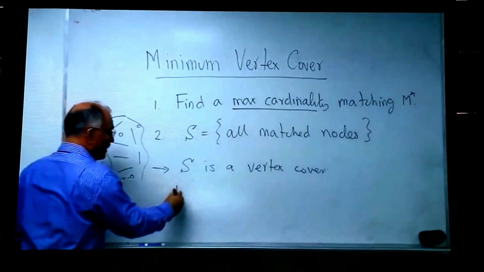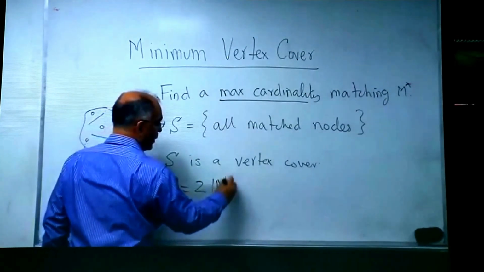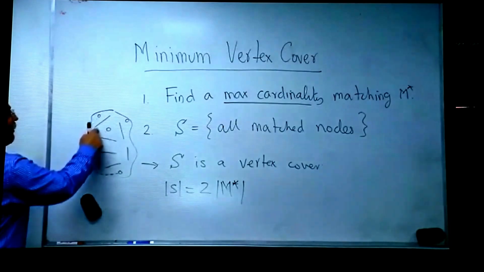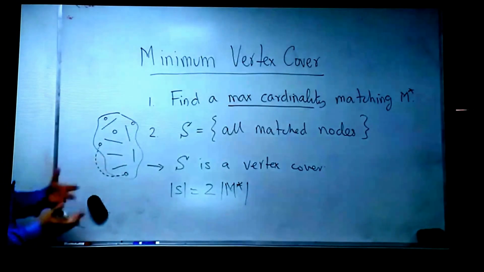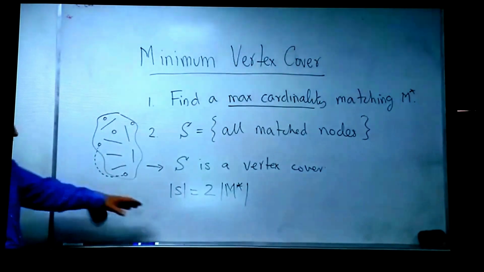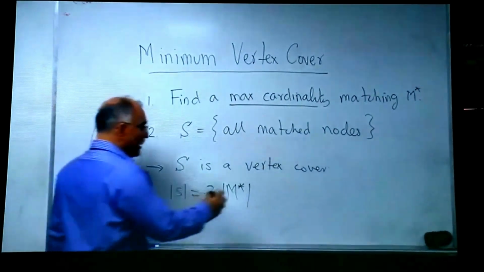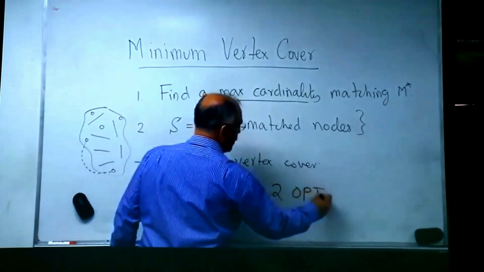Now, what is the size of S? The cardinality of S is clearly exactly twice the cardinality of the matching M star, because for every matching edge we are simply picking the two endpoints. So the number of nodes that we end up in S is exactly twice the cardinality of the matching. The cardinality of the matching is simply the number of edges of the matching. Now our claim is that this is less than or equal to twice the optimum solution. And again, this is very easy to see.